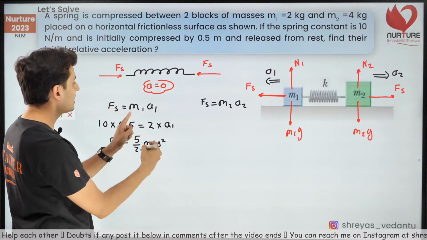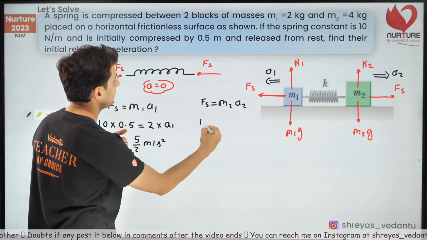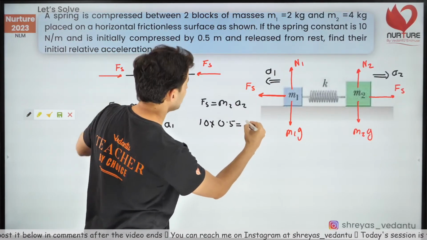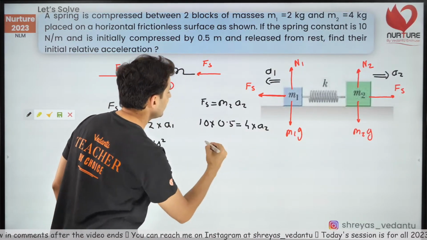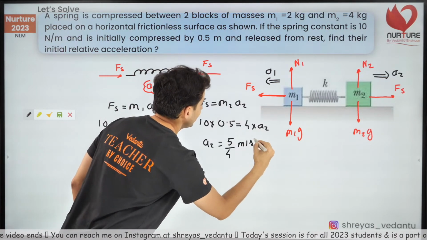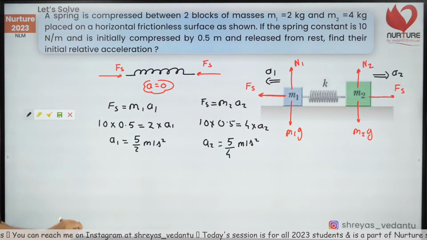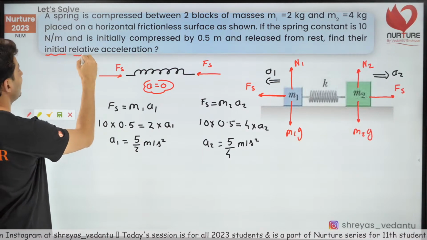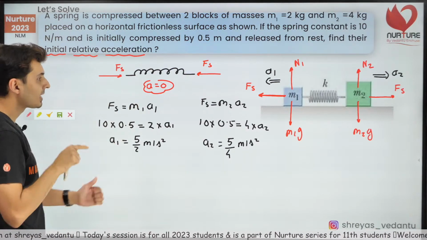Similarly, for the other block, the same spring force is mass into acceleration 2. The force is again Kx, K is 10, X is 0.5, and the mass is 4 into A2. So therefore A2 will be 5 by 4 meters per second square. But that's not the question. Read the question carefully. The question is, what is the initial relative acceleration?